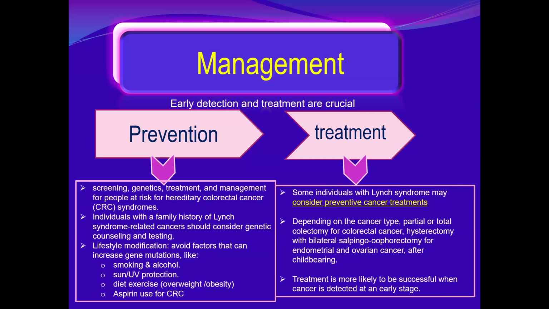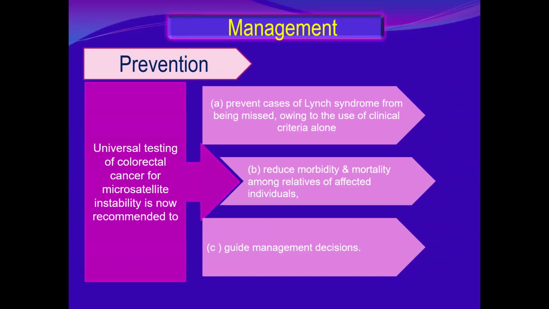And definitely the treatment for Lynch syndrome depends on the type of cancer. If it is colorectal, partial or total colectomy, or for gynecological, hysterectomy and bilateral salpingo-oophorectomy. And sometimes they can consider this type of surgery as preventive measures. And definitely it will be successful when the cancer is detected early.